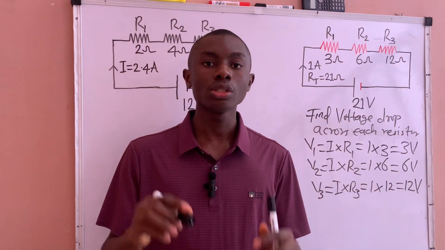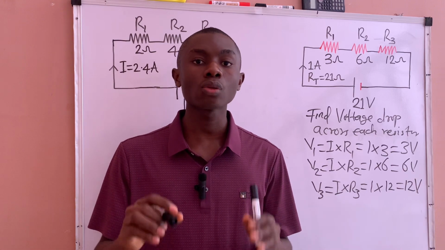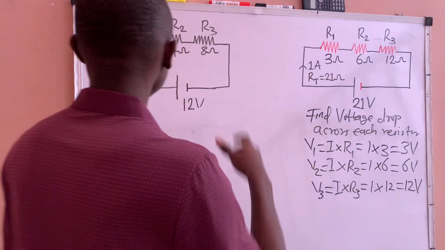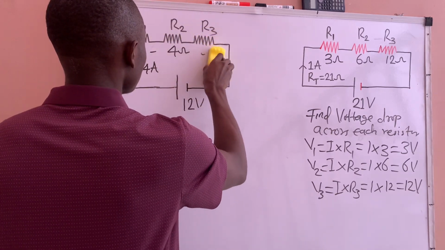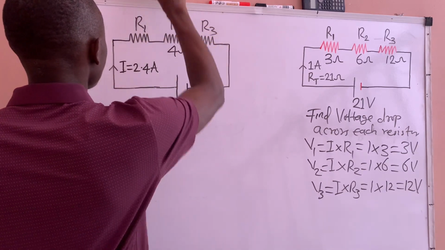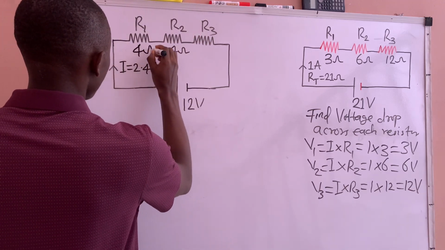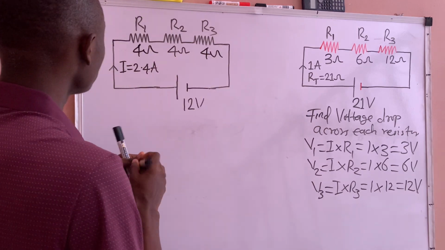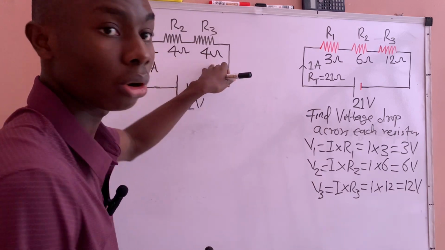If the values of the resistors are equal, that is the only reason why the voltage that drops across each individual resistor will be the same. Let me just explain the statement I just made. Let us say we have a 4 ohm resistor here, and a 4 ohm resistor here. From this circuit, all the resistance values are the same.